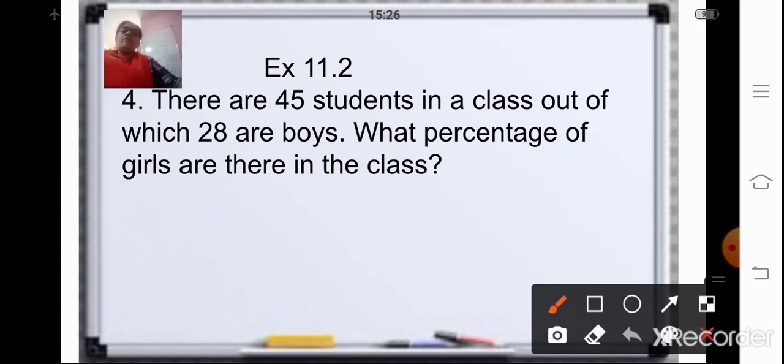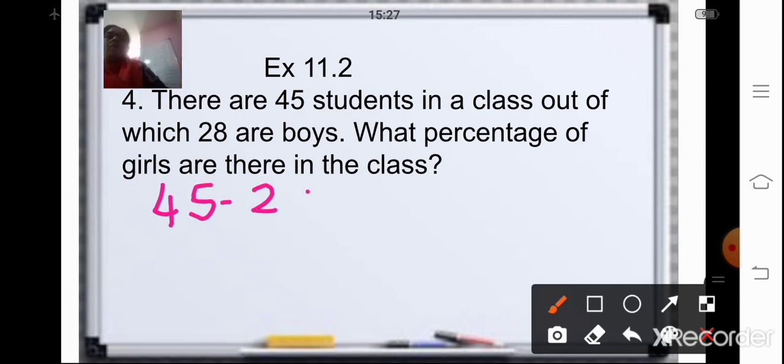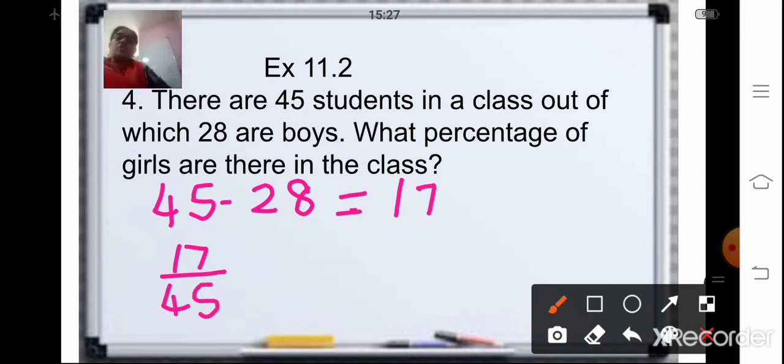Now children, here 45 students are there in total, out of that 28 are boys, but we have to find the percentage of girls. Before we find the percentage of girls, we have to find out how many girls are there in the class. To find that, we will subtract the number of boys from the total number of students. 45 minus 28 is 17. So 17 are girls out of 45.